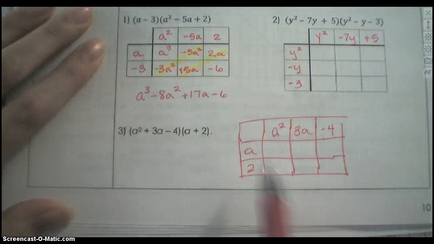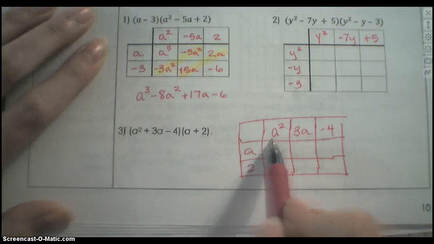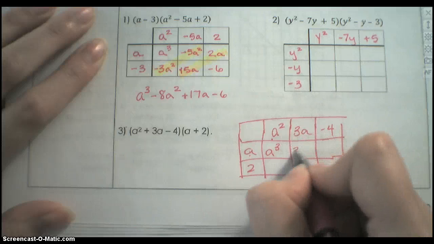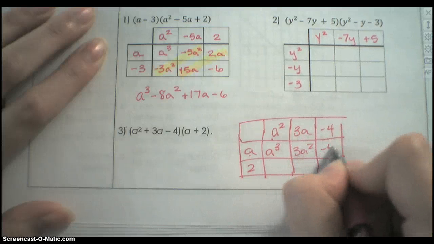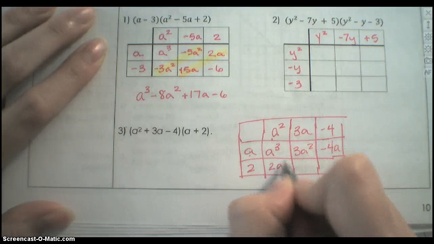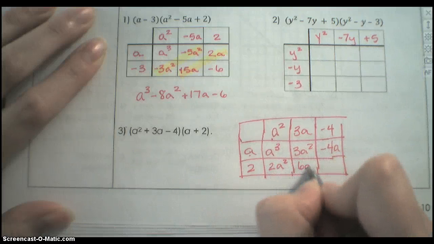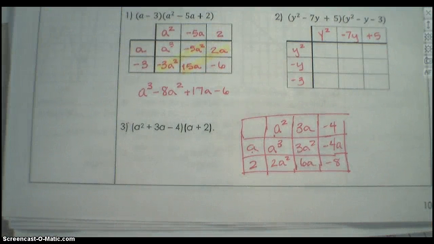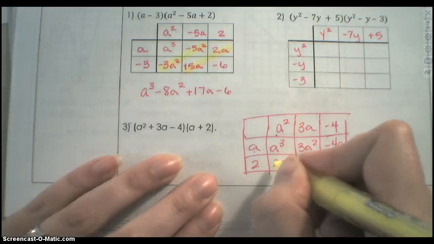All right, so a times a squared is a cubed. A times 3a is 3a squared. Negative 4 times a is negative 4a. 2 times a squared is 2a squared, 6a, and negative 8. So then looking diagonally, we can go ahead and add our pieces.